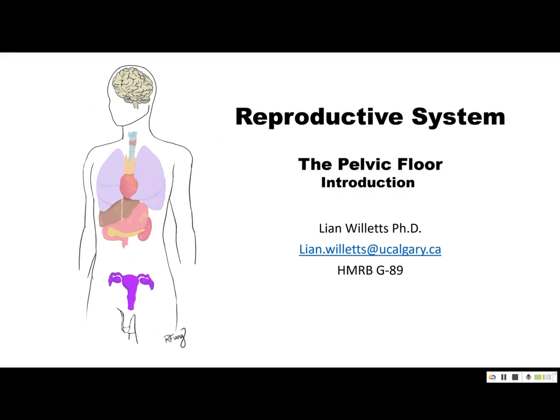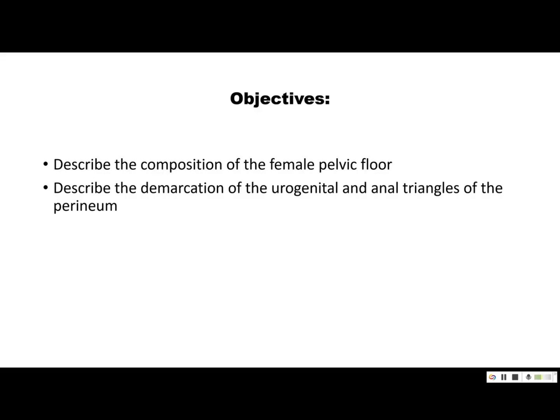Reproductive system, the pelvic floor. Introduction. A competent student at the end of this podcast should be able to describe the composition of the female pelvic floor and to describe the demarcation of the urogenital and the anal triangles of the perineum.